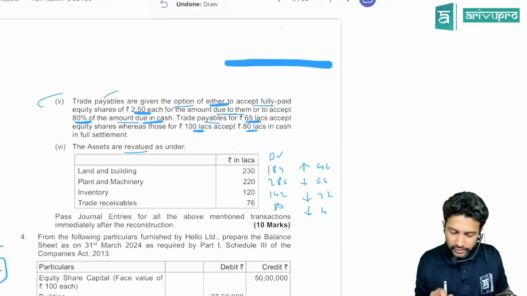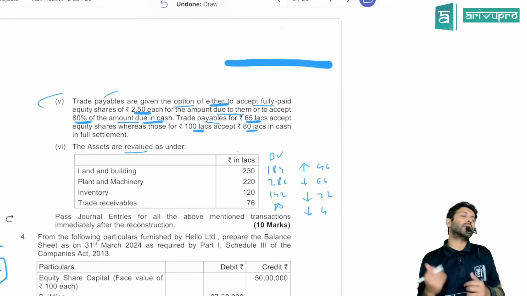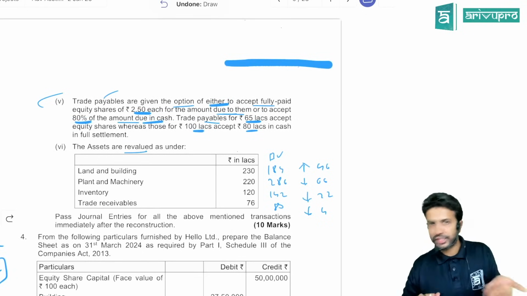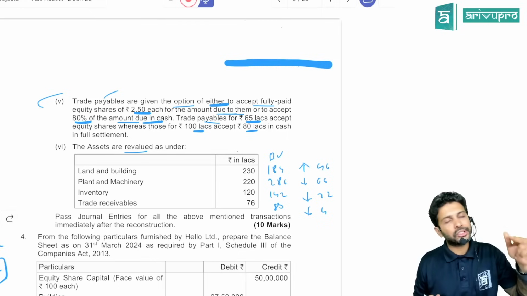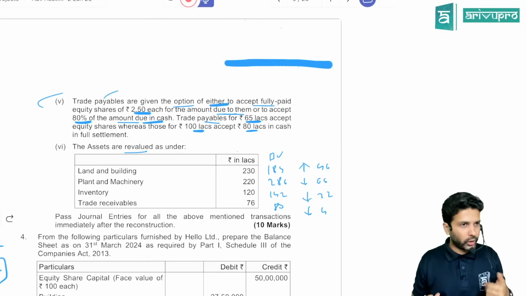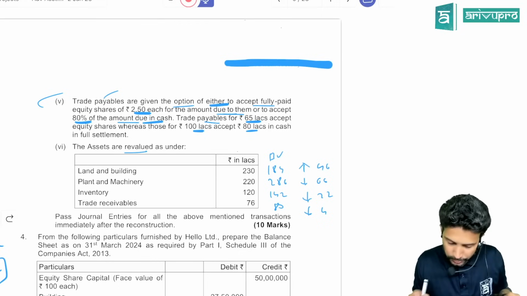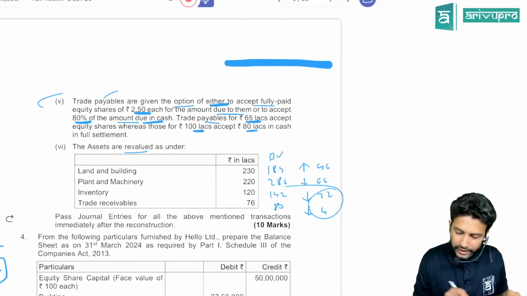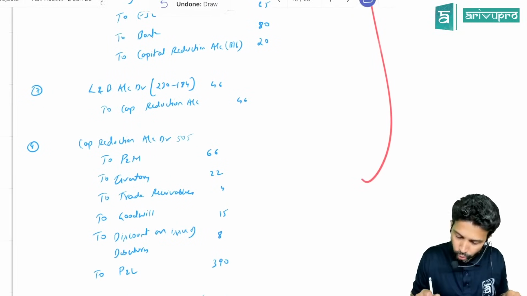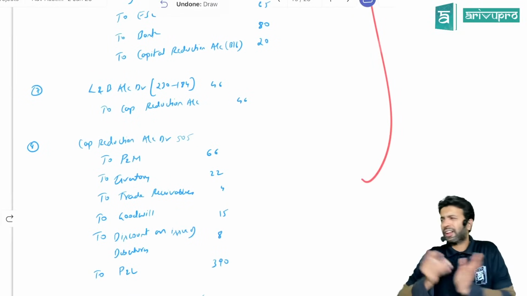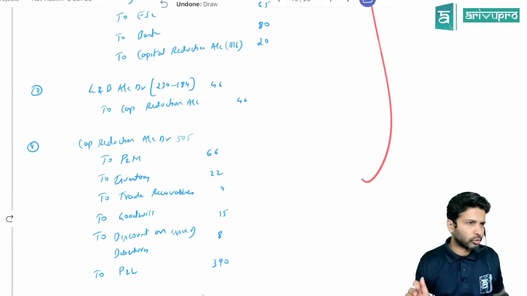Then 3 assets have reduced. So what's the journal entry to reduce assets? Assets have a debit balance. To reduce, we have to credit. So what's the journal entry? Capital reduction account debit to the 3 assets: plant and machinery 66, inventory 22 and receivables 4. These 3 are passed, correct? But there could be more also, so we'll write off that also, right?